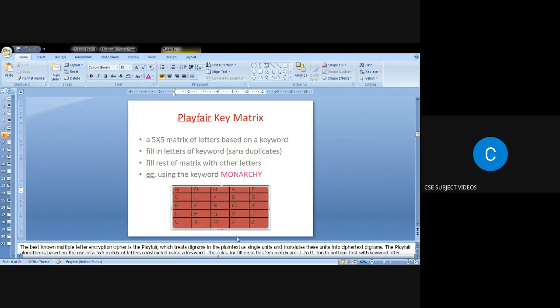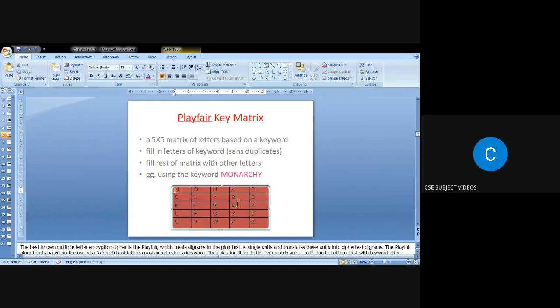Go with the remaining letters within the matrix. You have to fill all the letters in the matrix. So actually this is a 5 cross 5 matrix. The total size is 25, but we have 26 letters. So what we are going to do is combine the letters I and J. We are merging the letters I and J into a single cell.